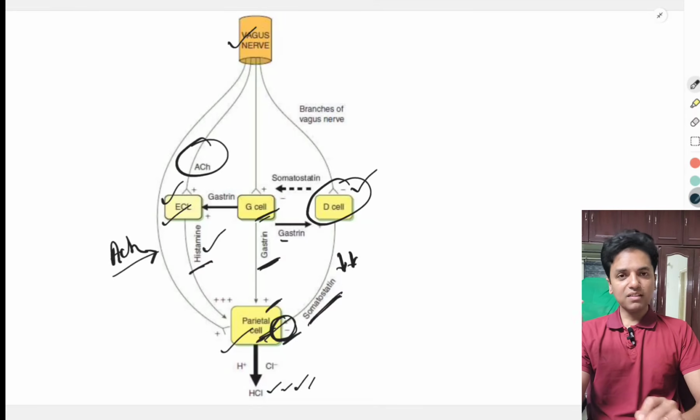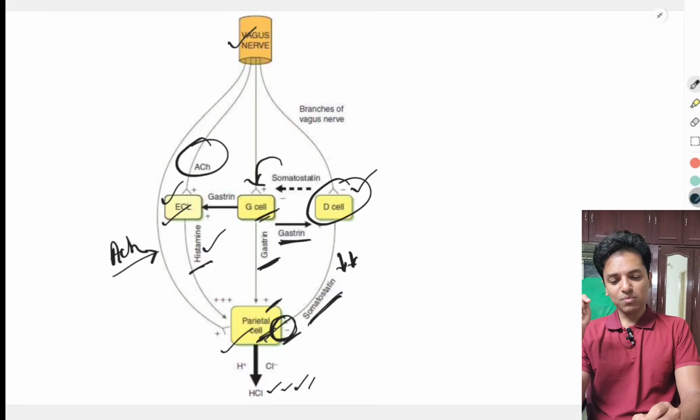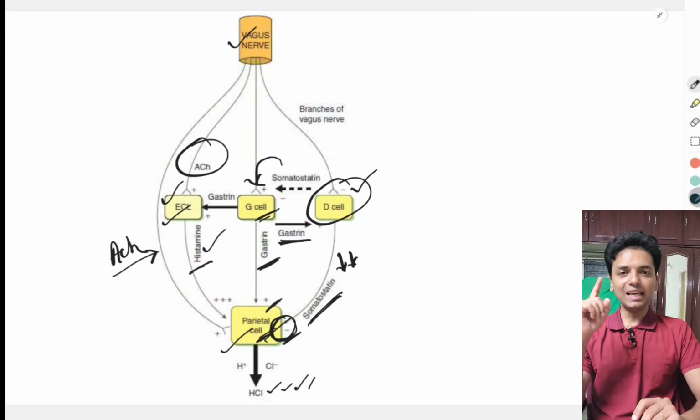And the G cell, when it is stimulated, gastrin is produced. This gastrin also stimulates the D cell. So when there is stimulation of the D cell, it produces somatostatin, and the somatostatin is going to in turn inhibit the G cell. So this is a small kind of negative feedback loop which is present in this diagram.